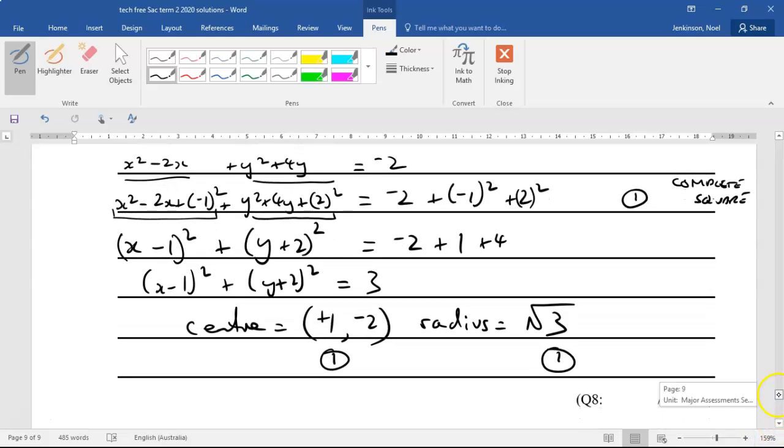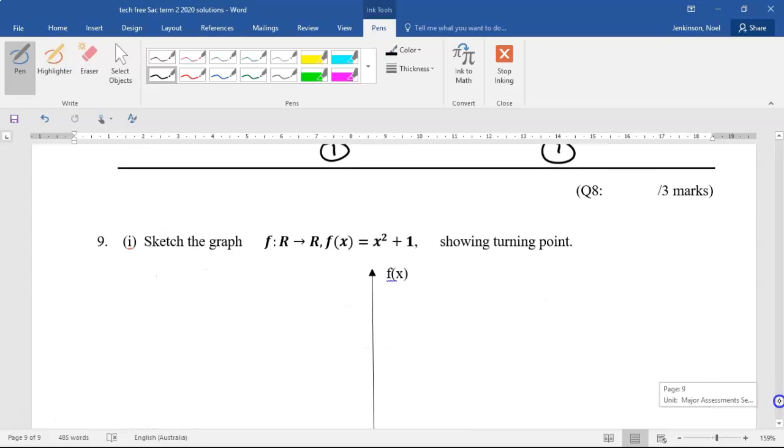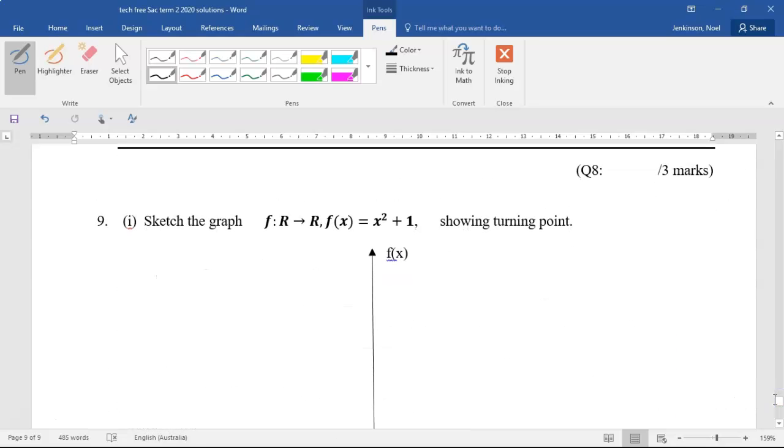On to the last question. Okay, here it is. Got a function. This is function notation. In one way, it's testing that you know function notation. This function has got the name f. F is the name of the function, such that R is the domain mapped onto R, which is what we call the codomain, and the function of x is equal to x squared plus 1.